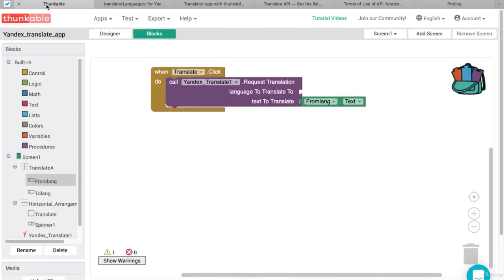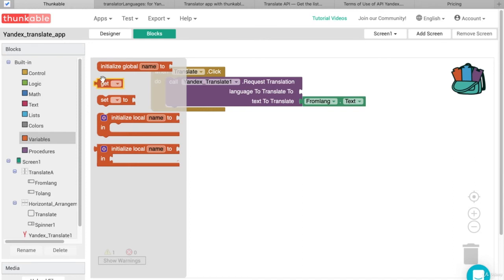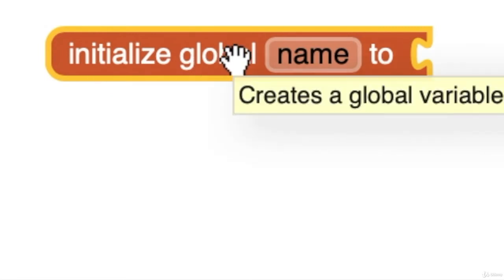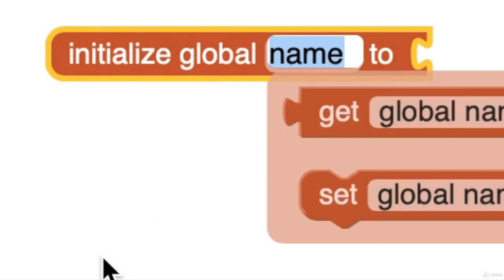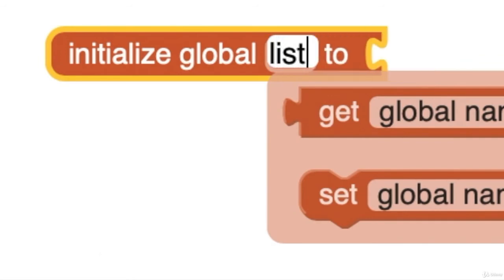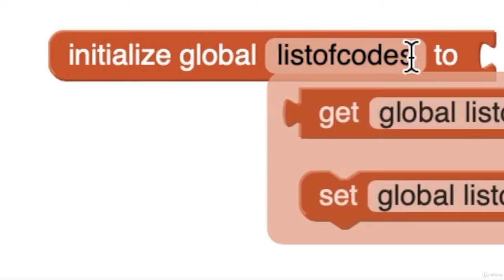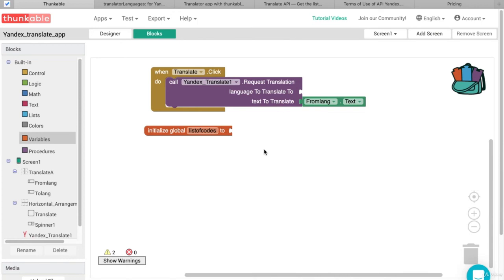Let me go back to the Thunkable website where I will explain how we are going to create this list. In the variable section, we have a block saying initialize global name to. With the help of this block, we can create a global variable and you can change the name of it. So I will change the name into list of codes. A variable that you create using this block can be modified through any event, and the variable can be a text string, an integer, a logic, or you can say a boolean, and it can be a list. And we are going to create a variable list.